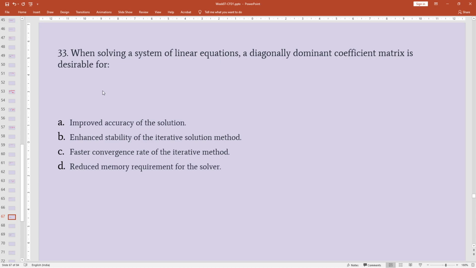When solving a system of linear equations, a diagonally dominant coefficient matrix is desirable for which of the following? Option A, improved accuracy of the solution. Option B, enhanced stability of the solution method. Option C, faster convergence rate of the iterative method. Option D, reduced memory requirement of the solver.